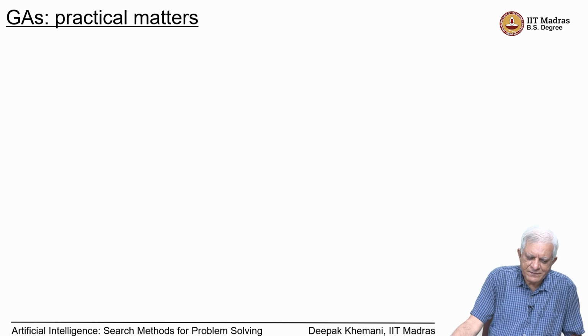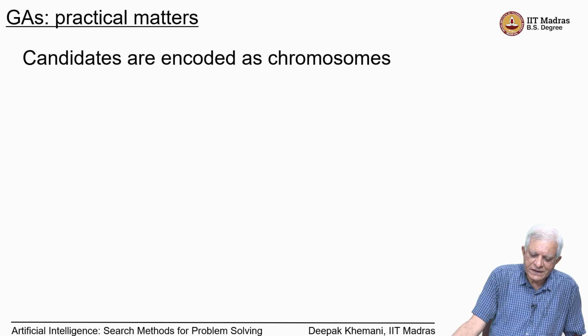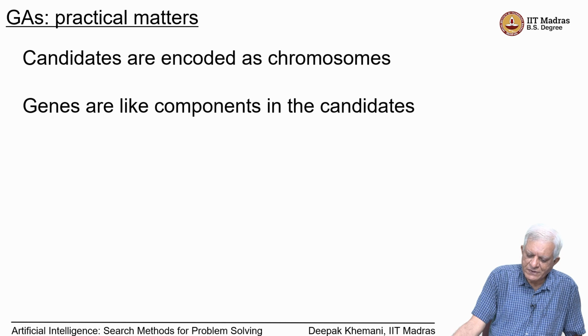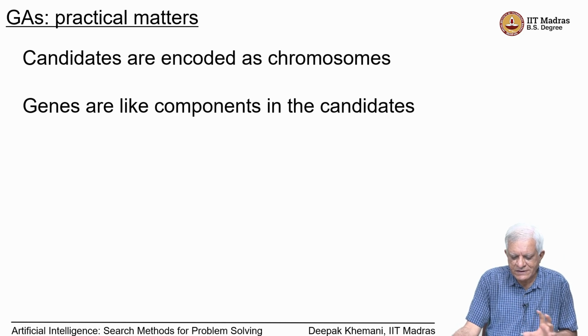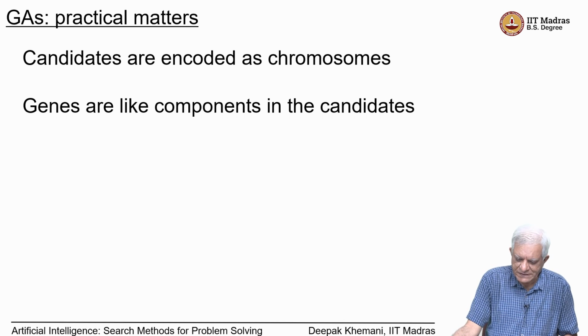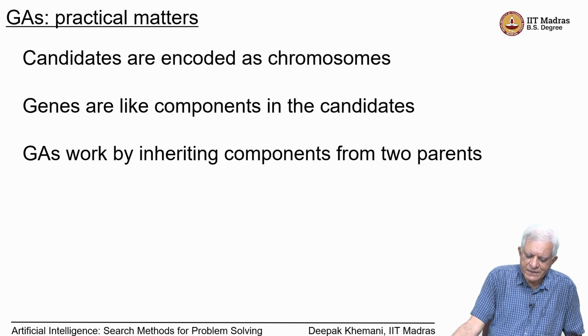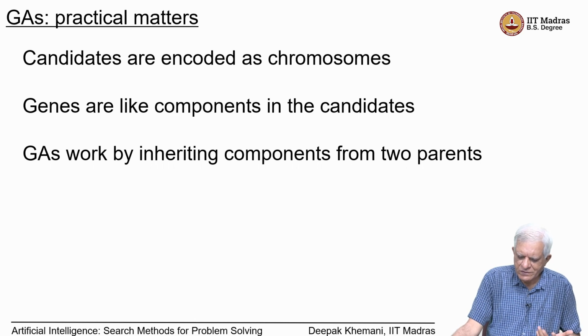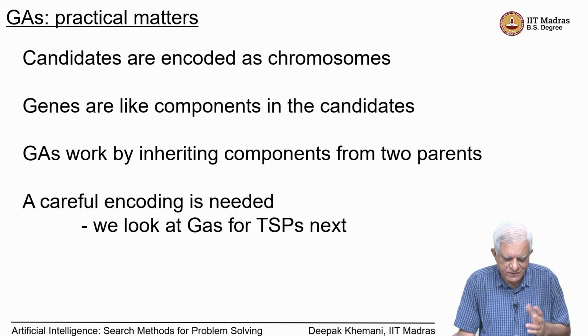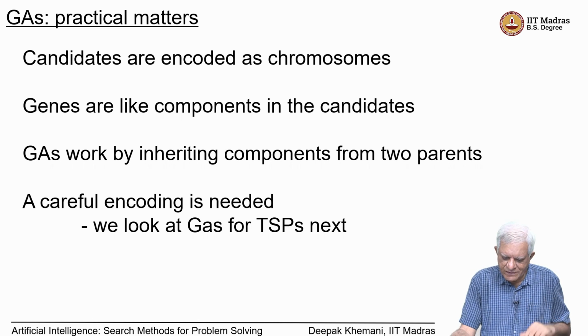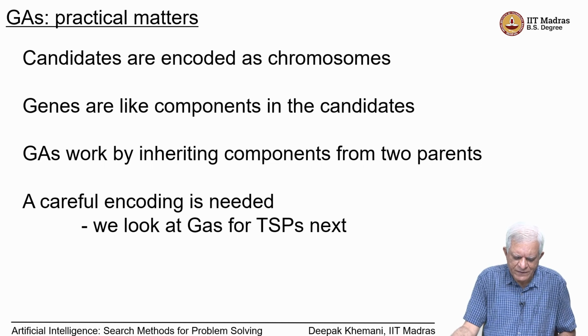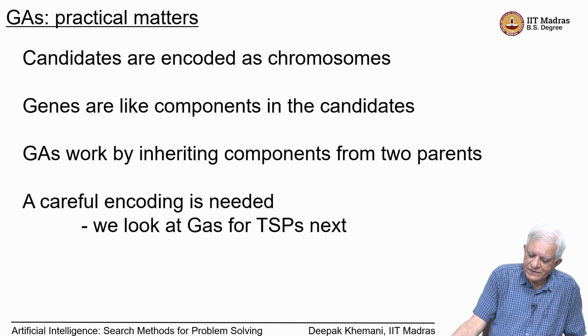So, let us sum up with some practical matters about genetic algorithms. Candidates are encoded as chromosomes, which are made up of genes. Genes are like components in the candidate. So, whichever candidates can be represented in terms of many components, we can use genetic algorithms with. They work by inheriting components from 2 different parents. So, we have just followed nature by saying that a child is produced by 2 parents, but in practice of course, there is no such restriction. You could have chosen 3 or 4 and still devised genetic algorithms. A careful encoding of the problem is needed.